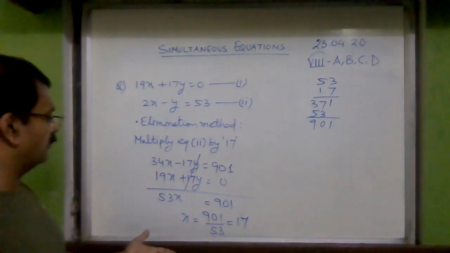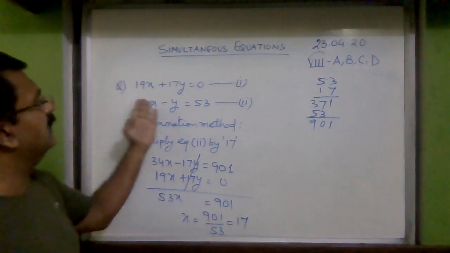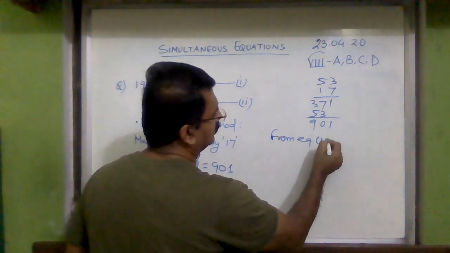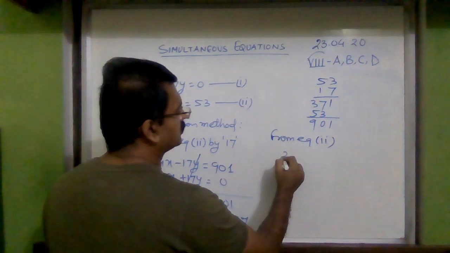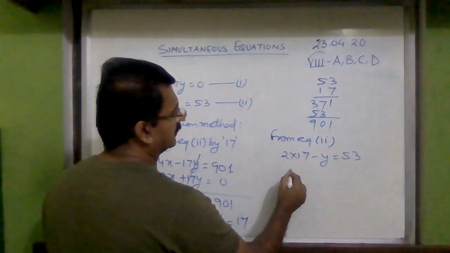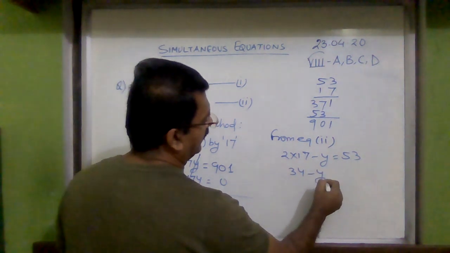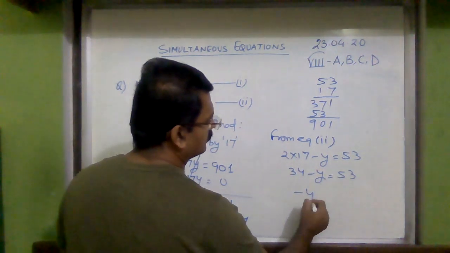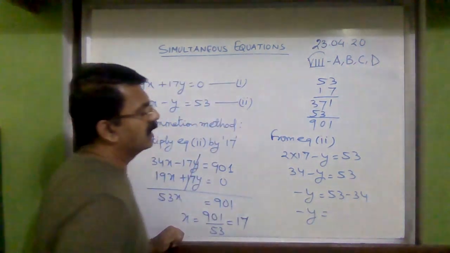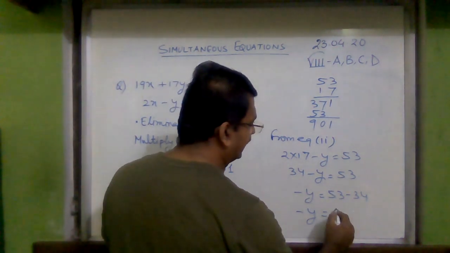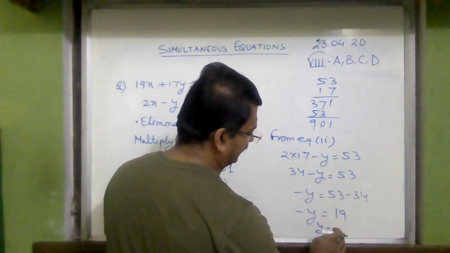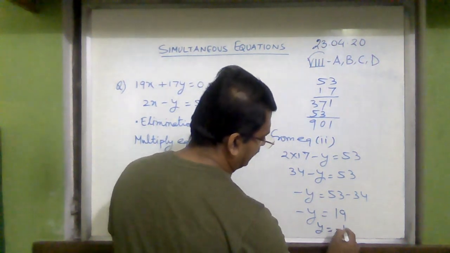Now you put this value of x, say in equation number 2. So from equation 2, 2x means 2 into 17 minus y is equal to 53. 34 minus y is equal to 53. Minus y is equal to 53 minus 34. Minus y is equal to, now 53 minus 34 will be 19. Okay, so y is equal to minus 19.